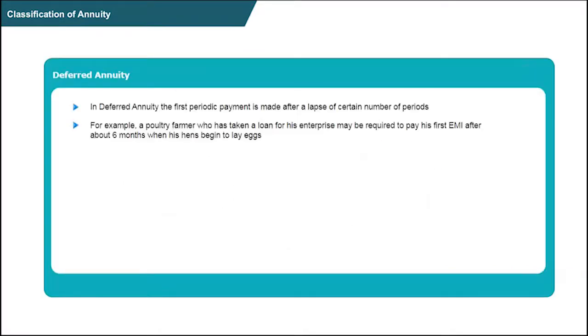What do we mean by deferred annuity? When the periodic payment is made after a lapse of certain number of periods. For example, let's understand this. A poultry farmer who has taken a loan for his enterprise, he is required to pay his first EMI after about 6 months, when his hens begin to lay eggs. So, here the first periodic payment is made after 6 months. So, it is called as deferred annuity.